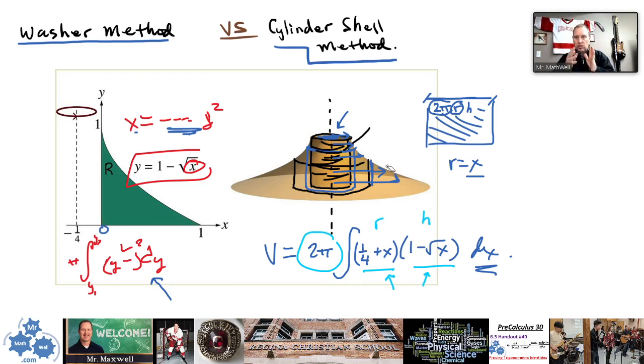So where do we start our first shell? It's at x equals 0. The radius then will be 1/4 for the first one, and 1 minus 0 is going to be 1 for the height. So the first shell has a radius of 1/4 plus 0 and a height of 1 minus 0, and that's where we start. Then we're going to move out to 1, so the limits look like 0 to 1. That's the introduction to the cylindrical shell method. It's 2 pi rh, very important, 2 pi rh.